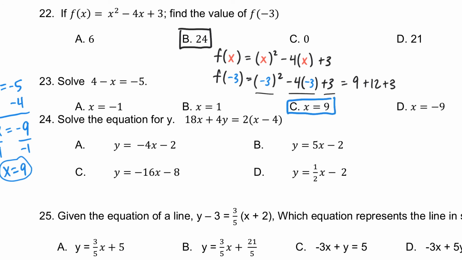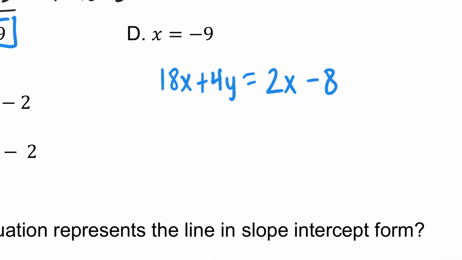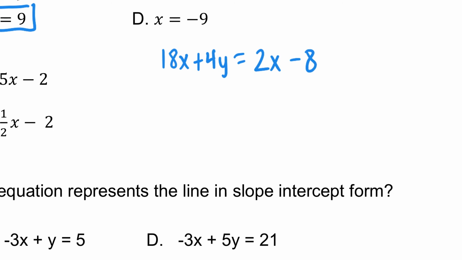All right, 24. Solve the equation for y. 18x plus 4y is equal to 2 times x minus 4. I'm just going to rewrite it over here and work it out over here. 18x plus 4y is equal to, I'm going to distribute this here. So 2 times x is 2x. 2 times -4 is -8. And the goal here is to solve for y. So whatever you do should be based off of the fact that you're trying to get this y by itself. The first thing I would recommend is subtract 18x from both sides.